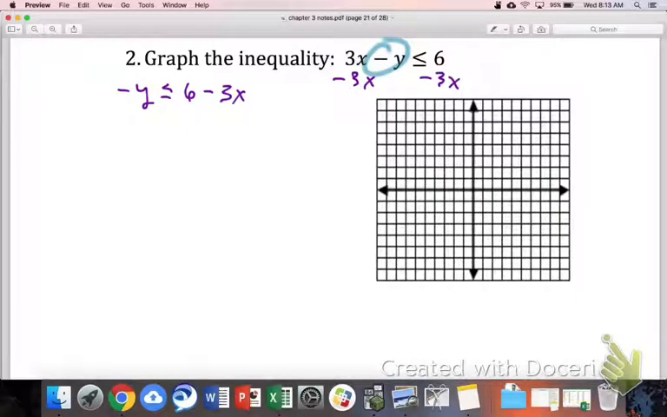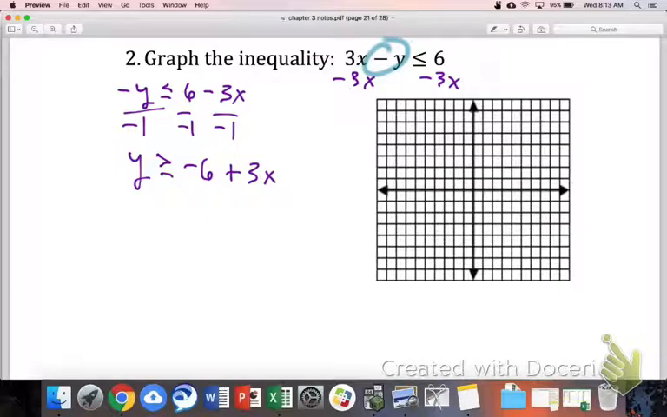Y is still not by itself. What do I need to do? Divide by negative 1. So when I divide both sides by negative 1, I get y. But I just did something really important, and maybe we can make this connection from the past. Whenever I divide by a negative number, I got to take that inequality and flip it around. Remember that from last chapter? So this becomes y is greater than or equal to negative 6 plus 3x.